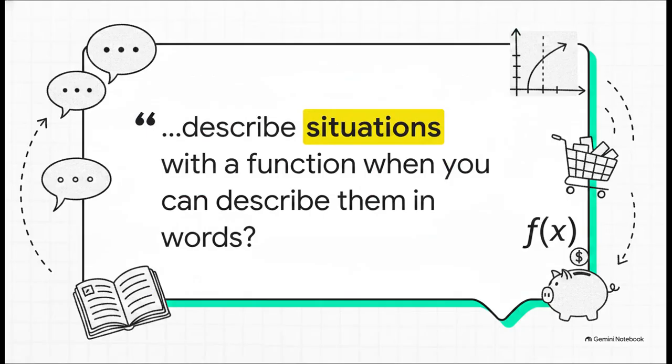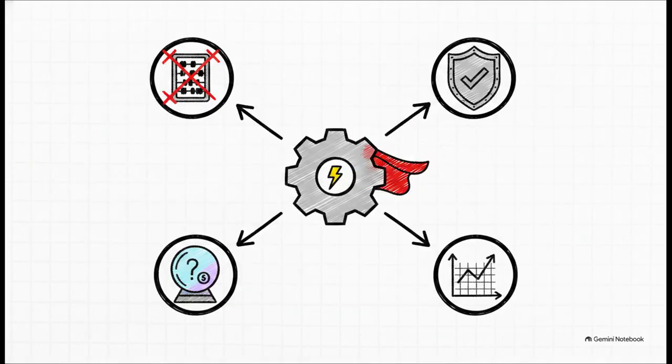Now, as we've gone through all of this, a skeptical question might have popped into your head. In fact, it's a question directly posed in the textbook we're analyzing. Why do you need to describe situations like these with a function when you can just describe them in words? Honestly, it's a super fair question. Why bother with all this algebra if the English sentence makes perfect sense? Well, the short answer? It gives us superpowers.